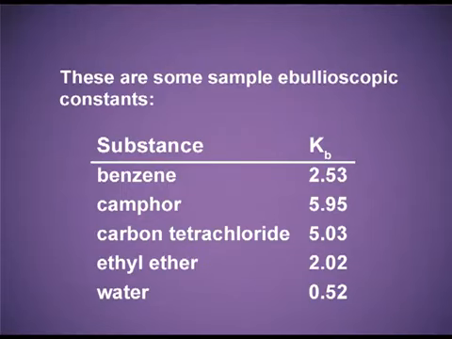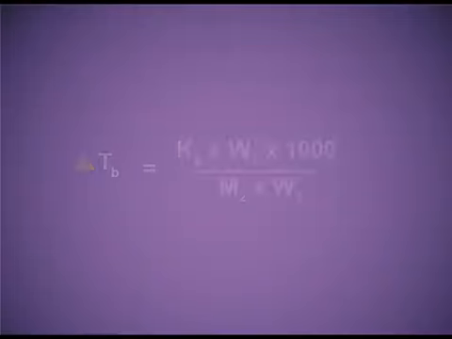These are some sample ebullioscopic constants. For benzene, the value of Kb is 2.53 Kelvin kg per mole. For camphor, it is 5.95 and so on. For water, it is 0.52. These values are important when you are going to solve numericals based on elevation in boiling point. For the common solvents, it's better you learn the values for at least benzene and water.